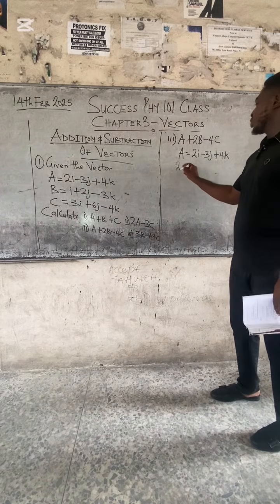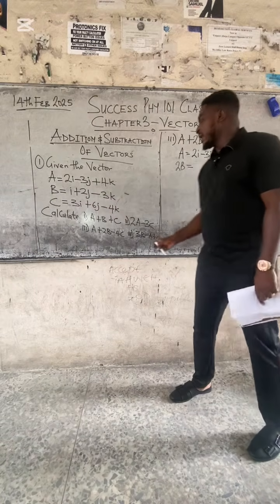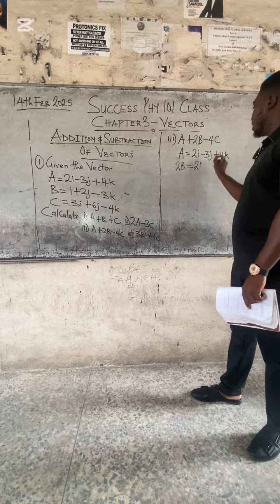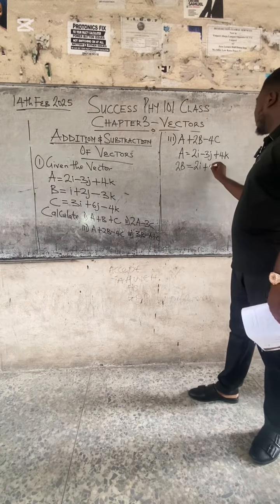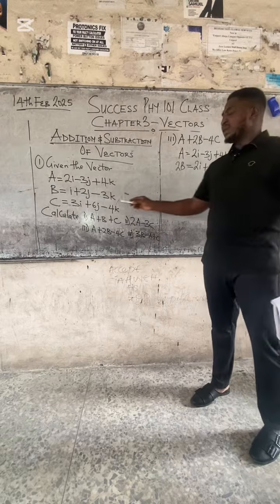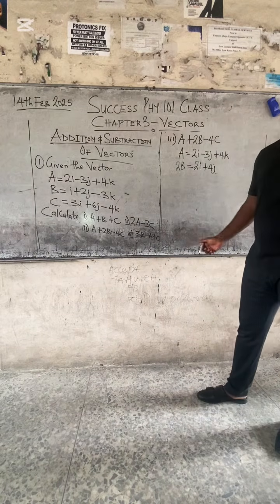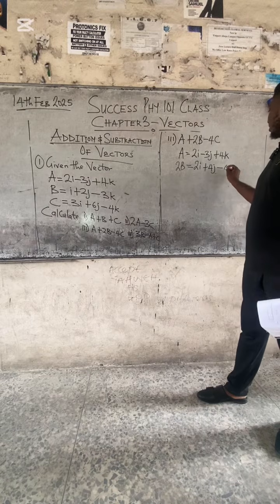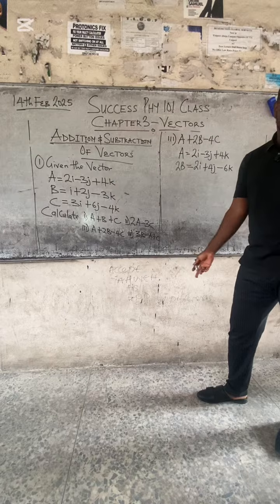Who is 2b? 2b means multiply b all through by 2. So if b is i, 2 times i is 2i. If b is 2j, 2 times 2j is plus 4j. If b is minus 3k, minus 3 times 2 is minus 6k. Just multiply by 2, that's all. It's too simple.